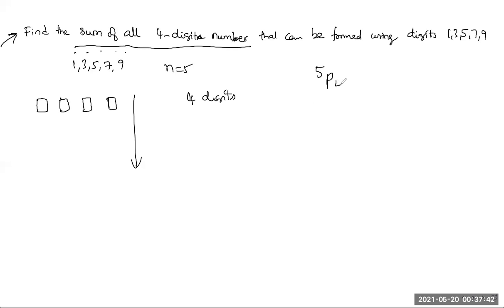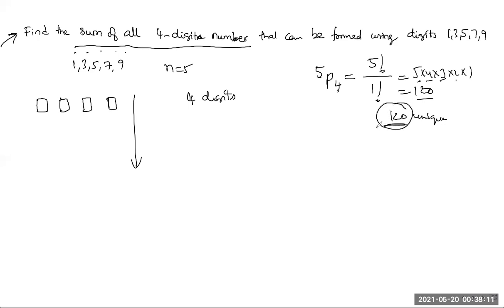So we wanted 4-digit numbers. So 5P4 is the total number of numbers that will come out of this permutation. So 5P4 is nothing but 5 factorial by 1 factorial. That's nothing but 5 into 4 into 3 into 2 into 1. 5 4s are 20, 20 3s are 60, 60 2s are 120. So a total of 120 unique numbers will come. So what they want is for us to add all these 120 numbers and give them the final output. So how do you approach this problem?